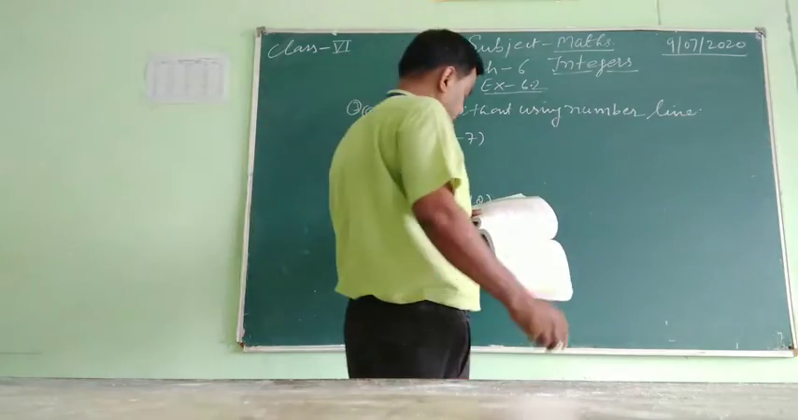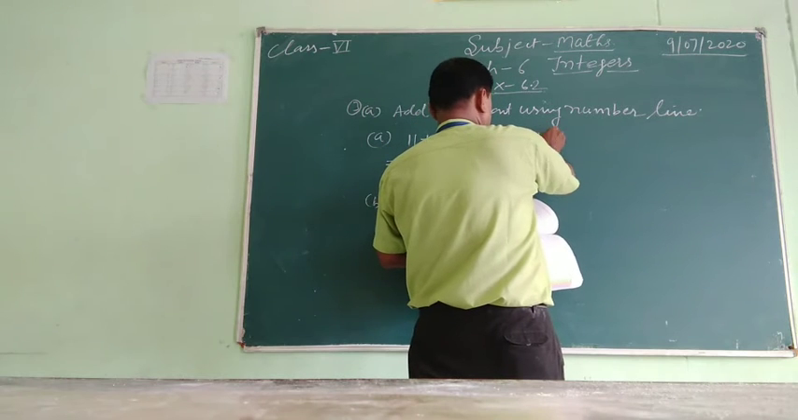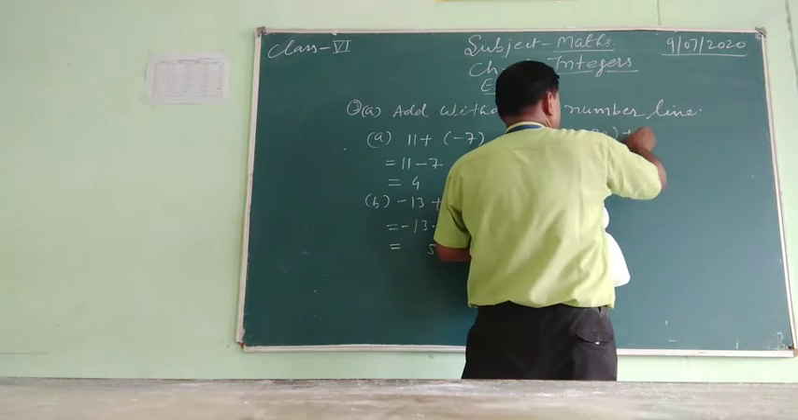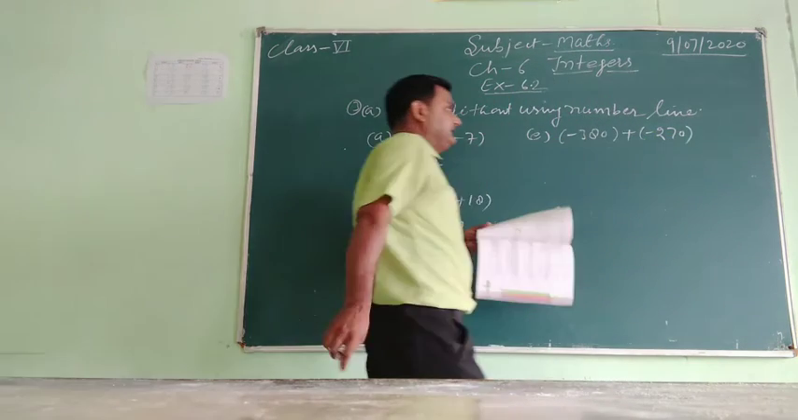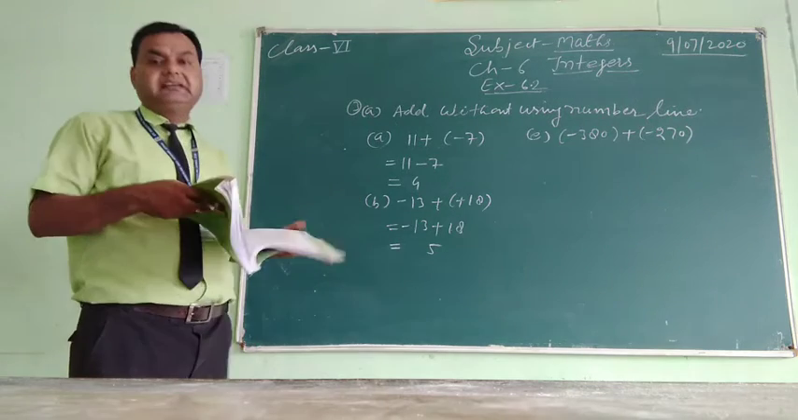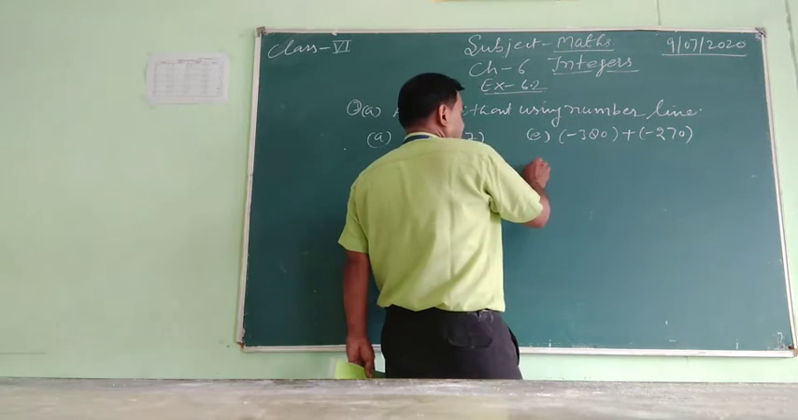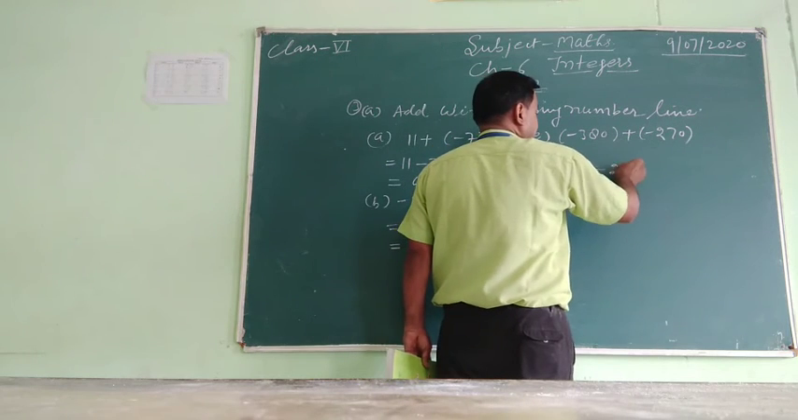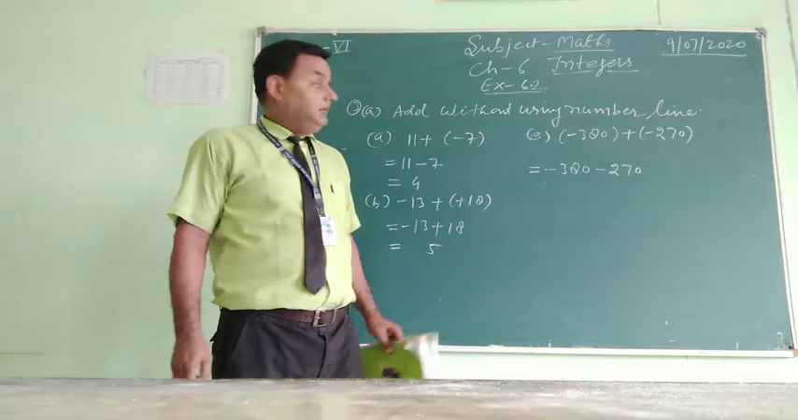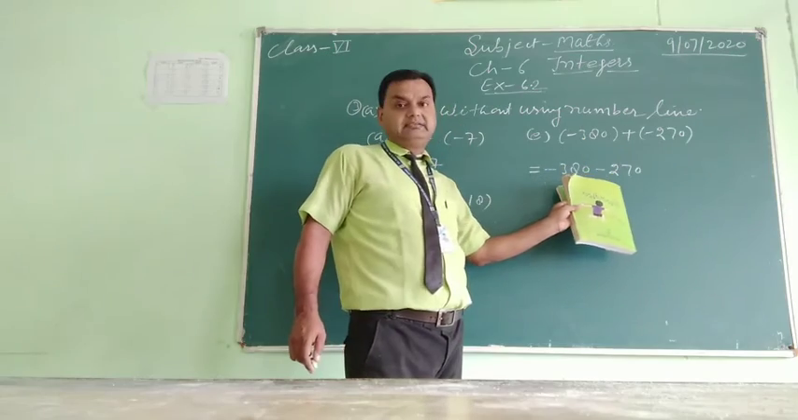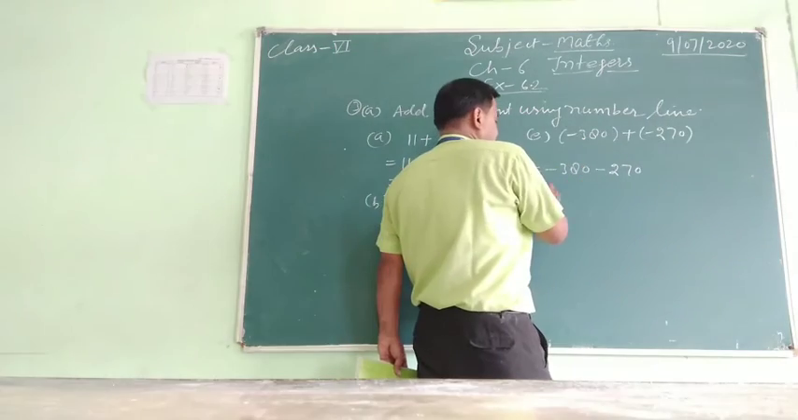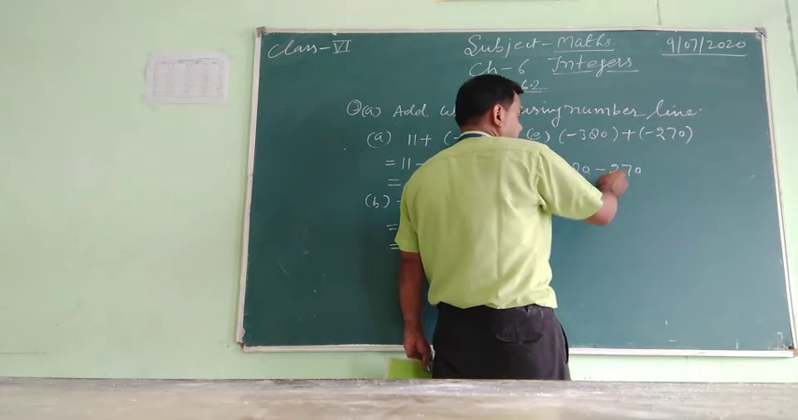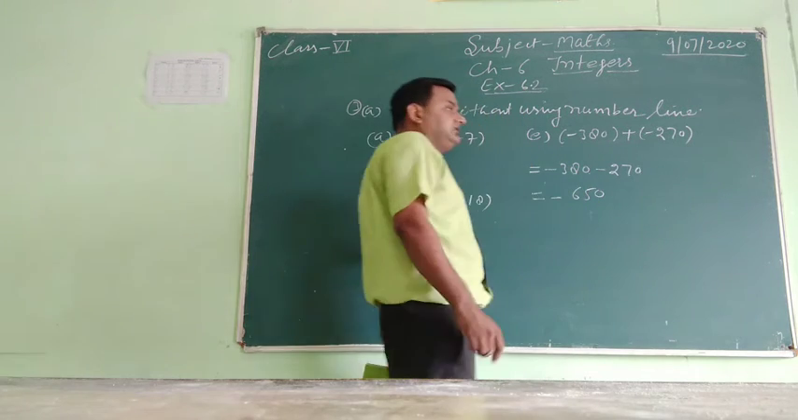Now E part, -380 plus -270. We can solve: minus 380 plus minus 270. Minus plus minus, so the sign will be minus. 0, 8 and 7, 15, carry 1, 1 and 2, 3, 3 and 3, 6. -650.